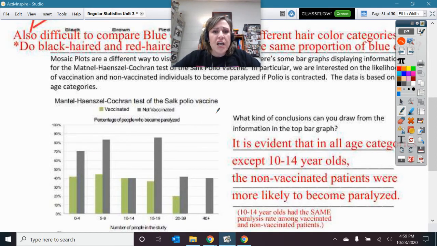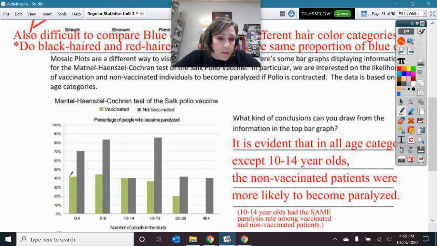All right, here's a couple of graphs. Let's take a look at them. We were interested in looking at the vaccine and seeing what it did as far as protecting you from the symptoms or the side effects of getting polio. So here we go. We have in green the ones that were vaccinated. The gray is those who were not vaccinated. We can see in each age category, the 0 to 4, 5 to 9, so the different ages, and the percents.